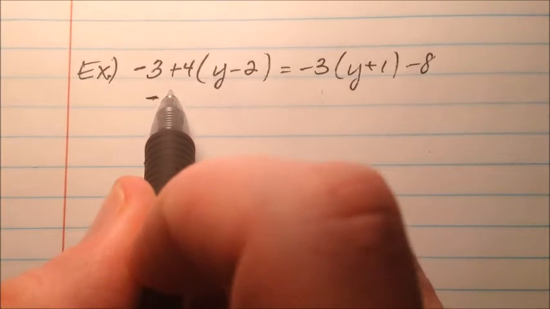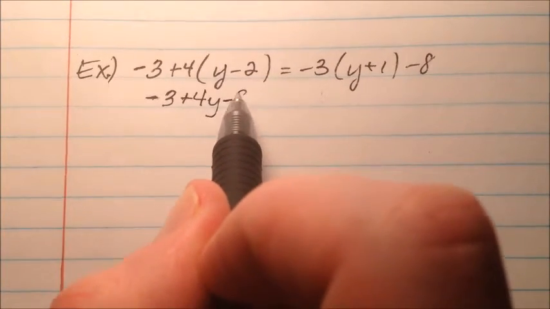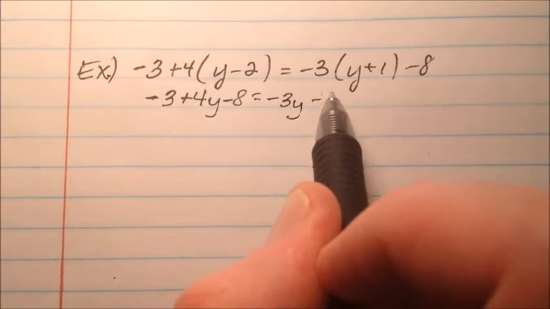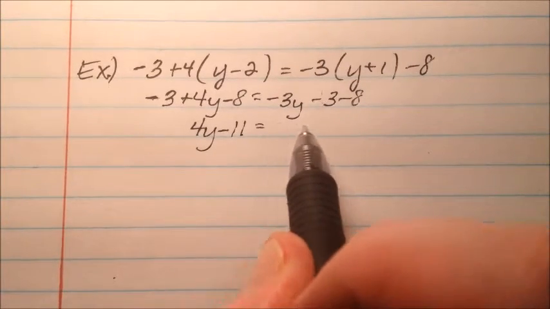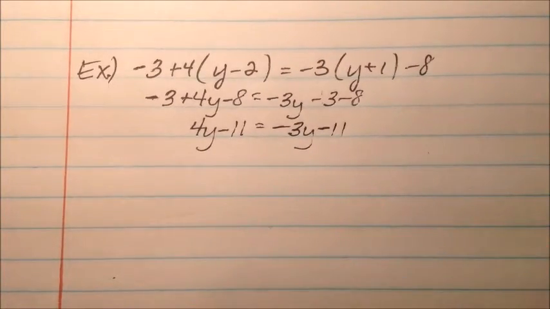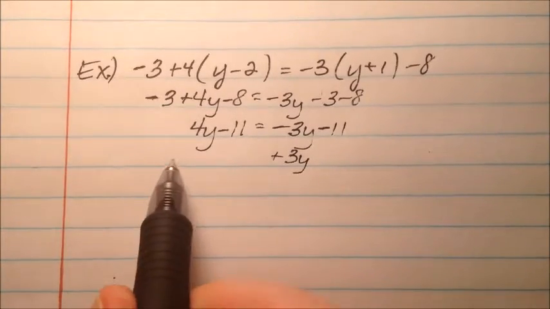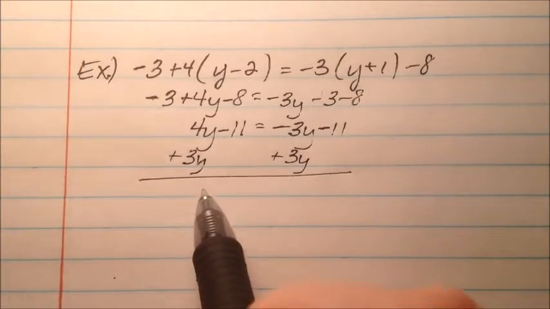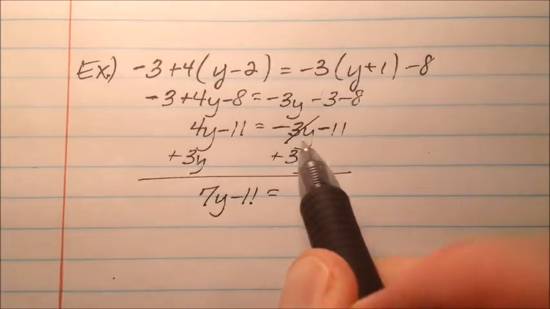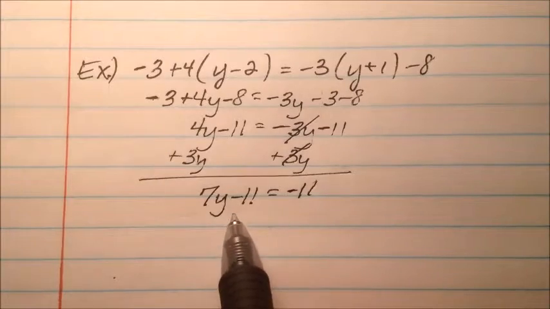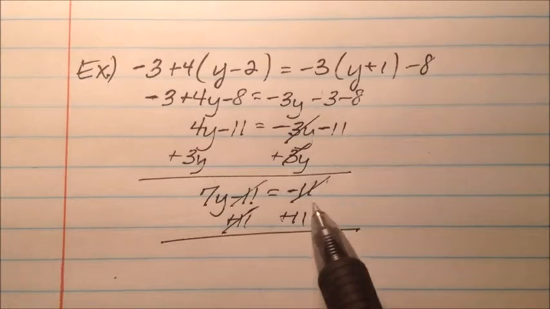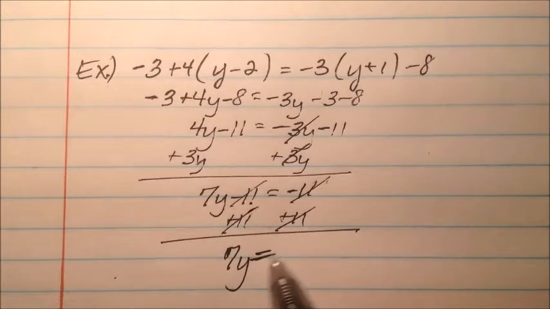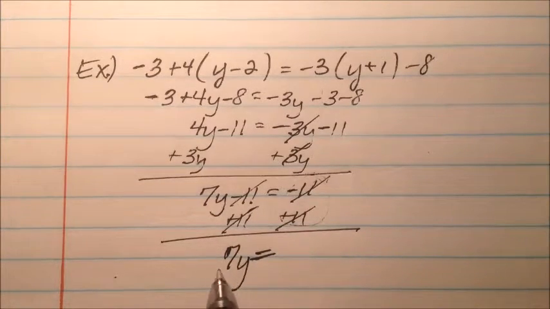Just like the last examples, we're going to distribute first. So 4y minus 8 equals negative 3y minus 3 minus 8. So we have 4y minus 11 equals negative 3y minus 11. I'm going to add 3y to both sides so I can get my y's together. So 7y minus 11 equals negative 11. In this case, I'm going to add 11 to both sides. And this time it's the numbers that cancel out. So you're left with 7y. Make sure you put something on the right side. The answer is not just 7y, but 7y equals 0.